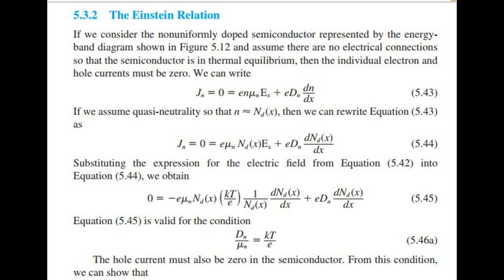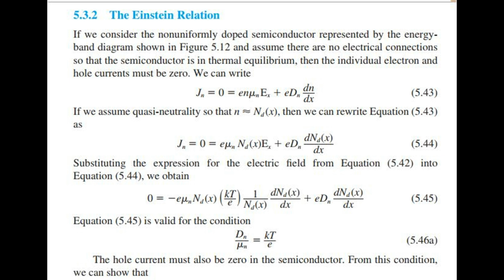We can write, if we assume quasi-neutrality so that n equals N_d(x), then we can rewrite equation 5.43 as: substituting the expression for the electric field from equation 5.42 into equation 5.44, we obtain equation 5.45, which is valid for the condition that the hole current must also be zero in the semiconductor.